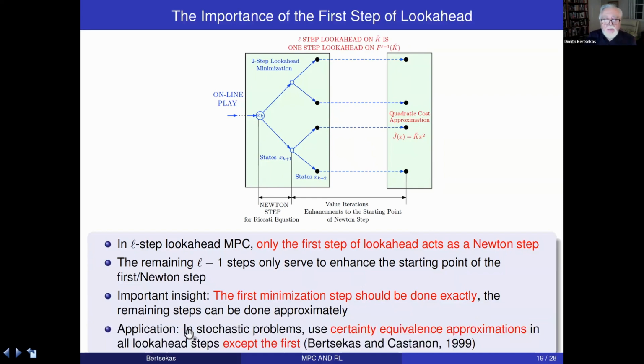Now, this has important implications in stochastic problems, where MPC involves a lot of computations. We can use certainty equivalence to simplify the computations in all look-ahead steps except the first one. This is an idea that has been verified in a number of computation studies going back 25 years. The reduction in the computational burden is very substantial, and the loss in performance, if any, is very small by doing the certainty equivalence, depending on the problem, of course.